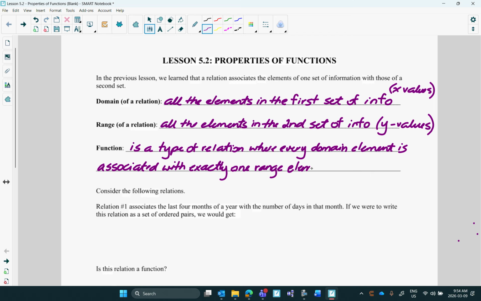Now that's a pretty fancy way of saying this. Domain never repeats. That's really the easy way you can tell if a relation is a function. The domain words or the domain values never repeat. So let's just look at some examples.